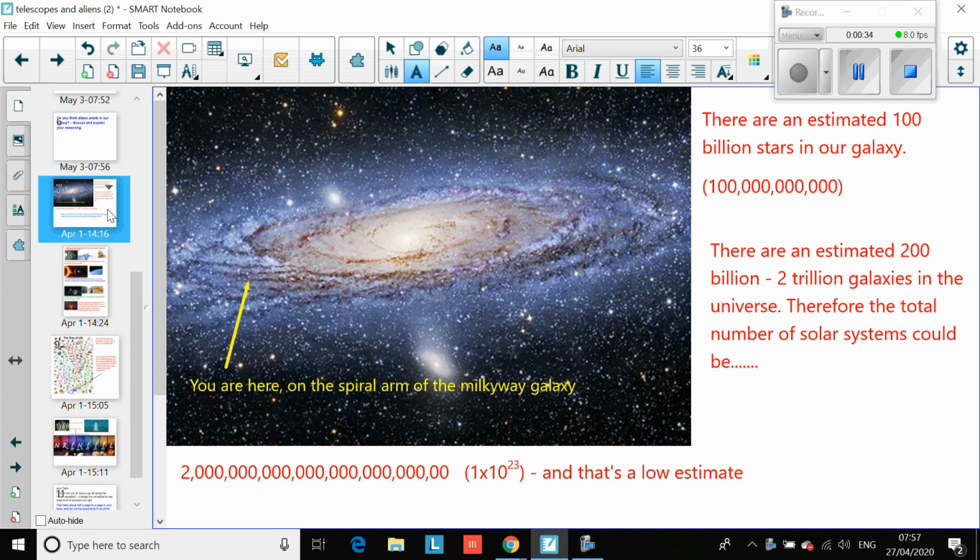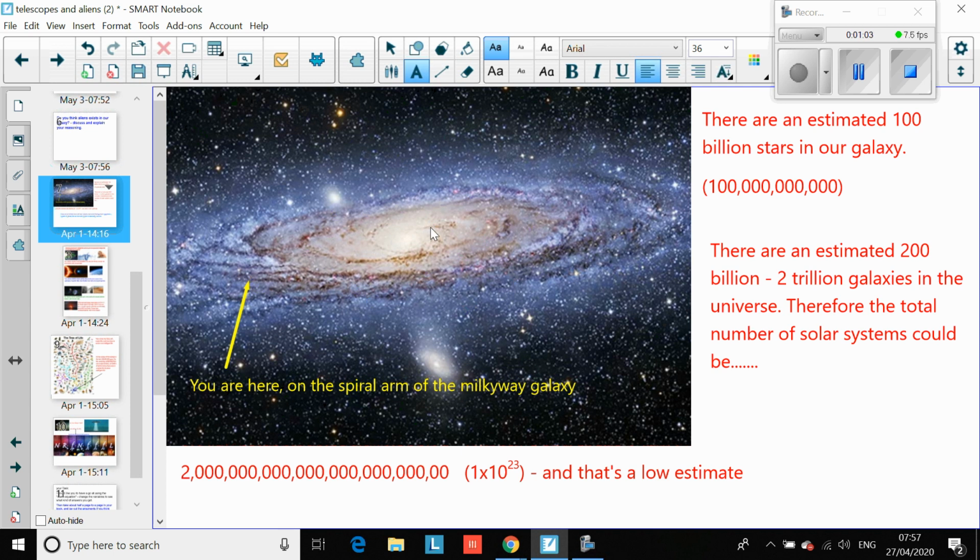So I'll give you a little bit of information to begin with. There are an estimated 100 billion stars in our galaxy. So that's that number. This is our galaxy, the Milky Way. This is what it looks like, and you are about here. Earth's solar system, with the sun, the Earth, and all the other planets, Mars, Jupiter, we are about there. And our sun is just one star of about 100 billion.